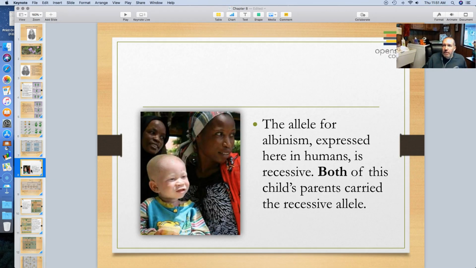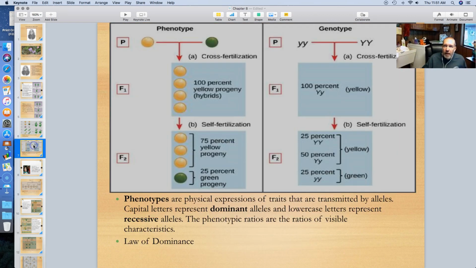Well, what happens then if both recessive alleles are present? Well, go back in. In the example we just saw, the only way we can get a green P is if we have both recessive alleles present. And we're always going to get the dominant color if at least one dominant allele is present.